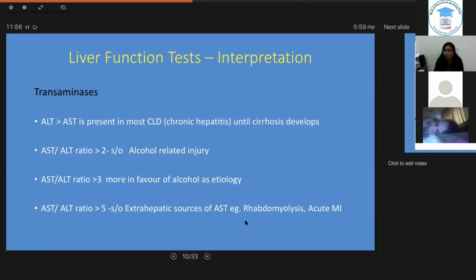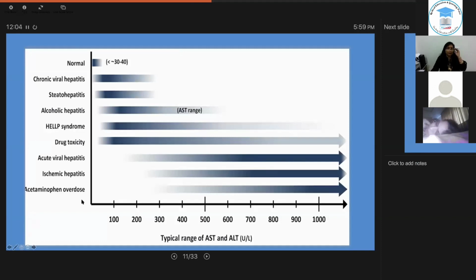Either this is rhabdomyolysis or acute MI, so some extrahepatic source of transaminases is there. This is a table which is showing the general range. Whenever we see transaminases, just wait for a minute and assess what is the range of transaminases. If transaminases are in thousands, then only 3-4 causes are there. Either this is acute viral hepatitis, or this is some drug injury. The patient is taking either ATT or some other drug which is causing hepatotoxicity.